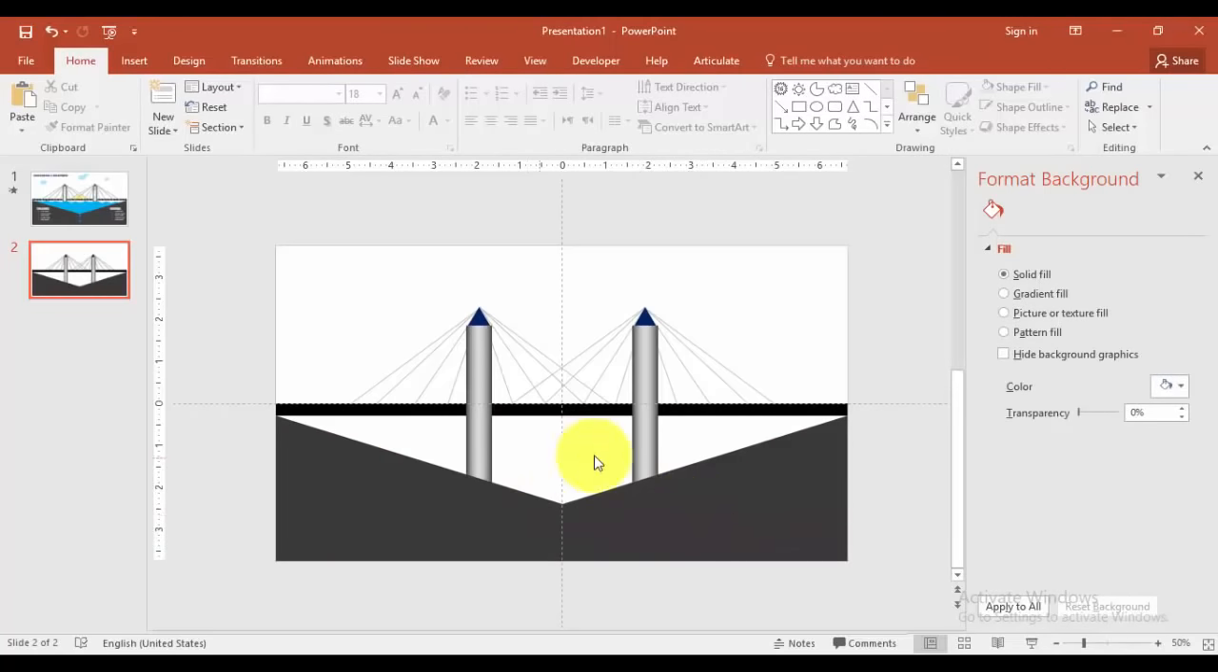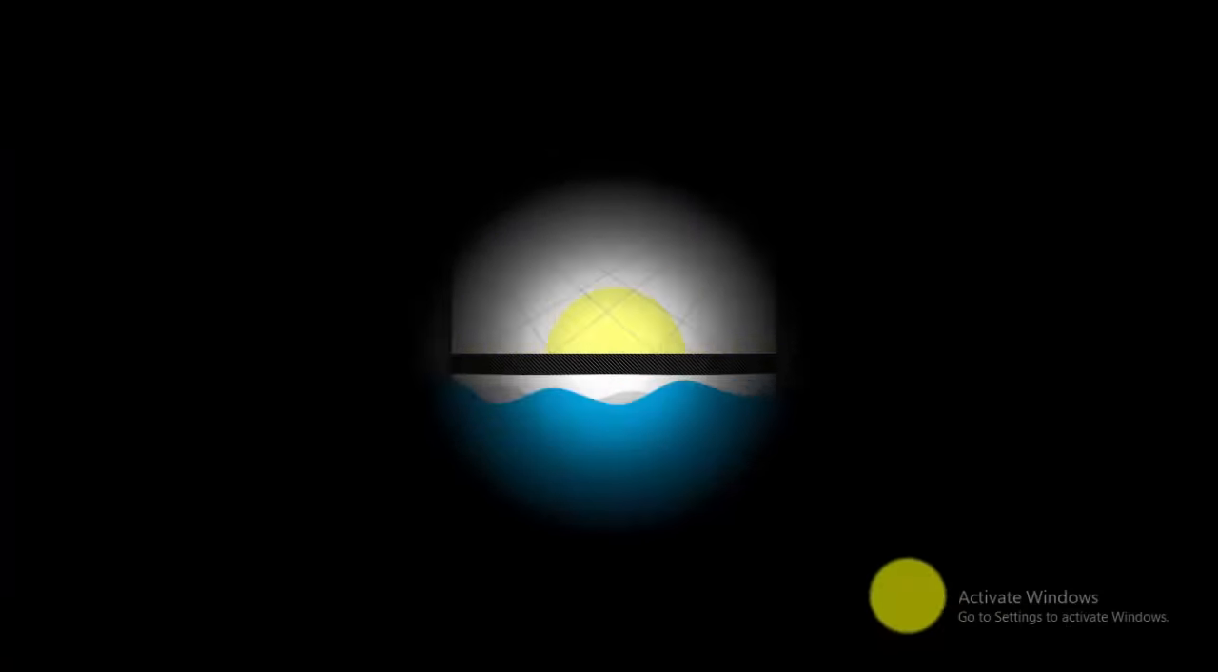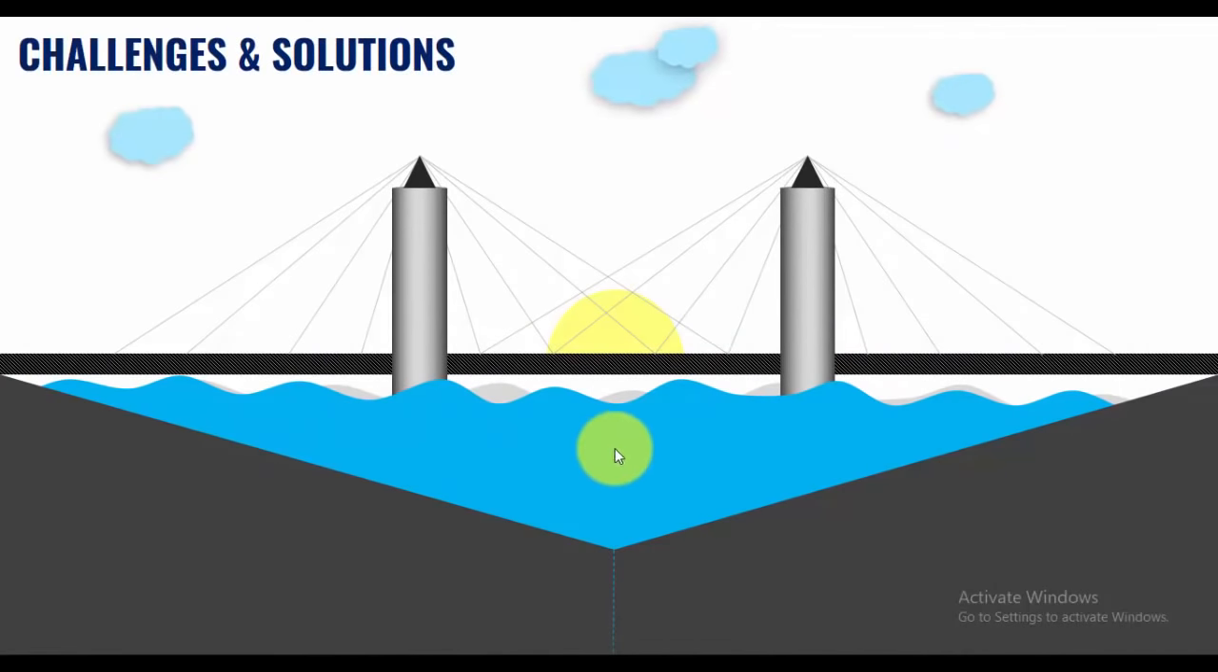Now I want to fill water here. Okay, I want to create the water here. If you can see here the waves, you can see the waves which are moving, it's floating. You can see this one.